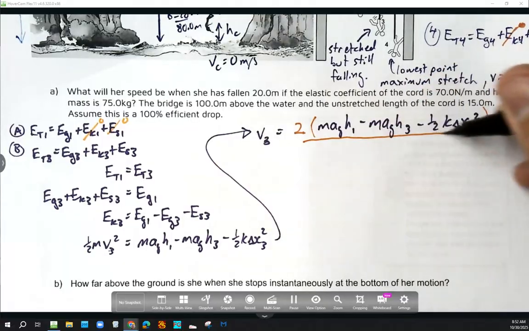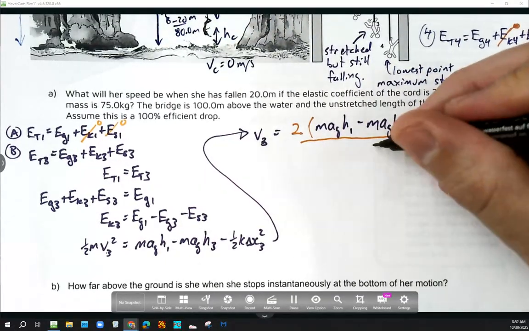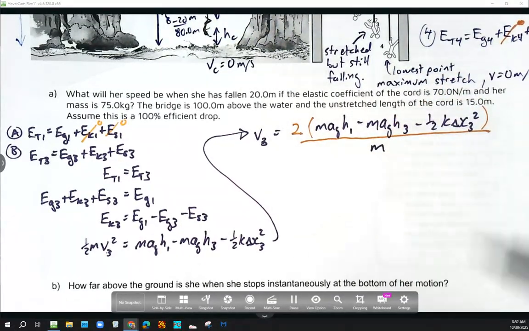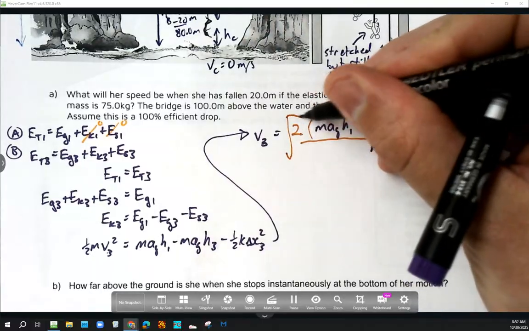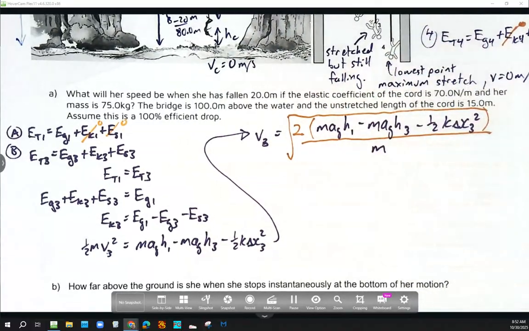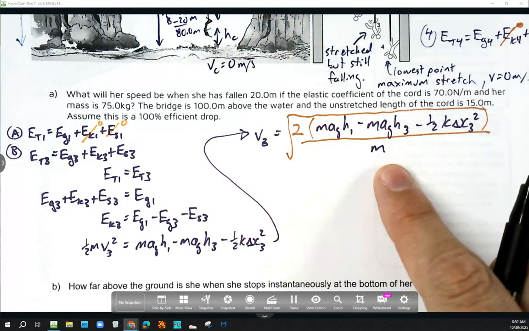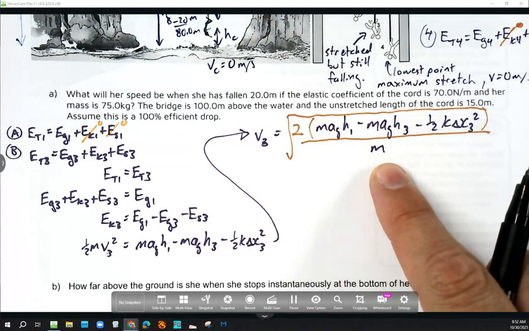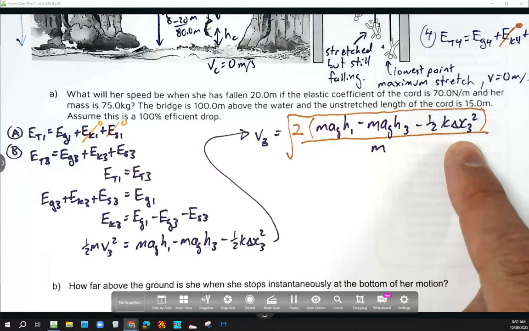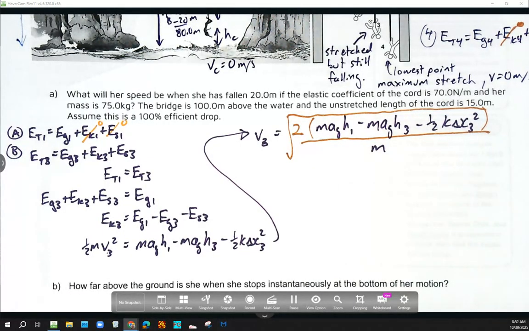Divided by the mass, square root the whole thing. I'm really not sure how much I want to cancel out here. Can you see that I can't just eliminate the m because there's not an m in the final term? So sadly, I actually have to sub all this stuff in.